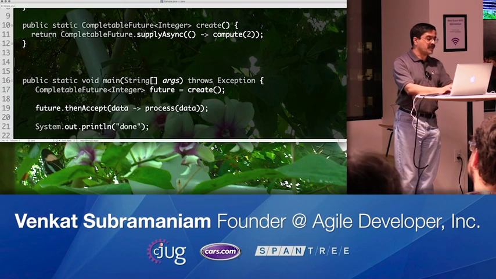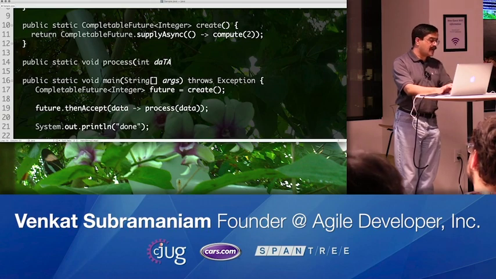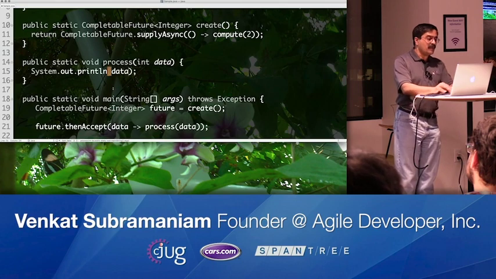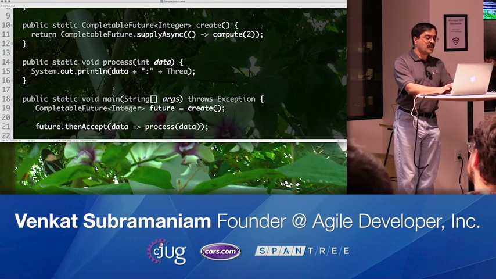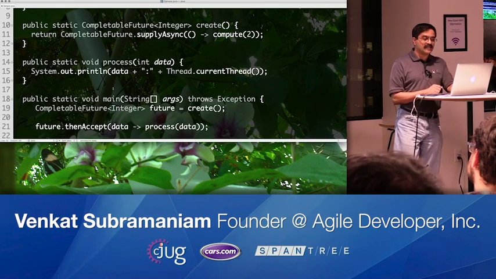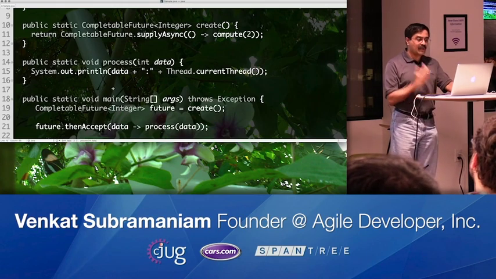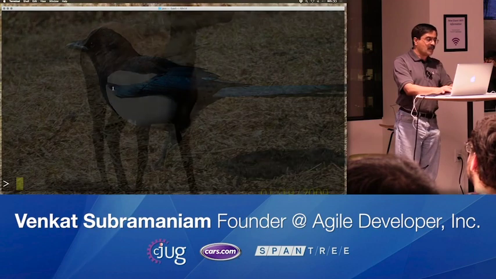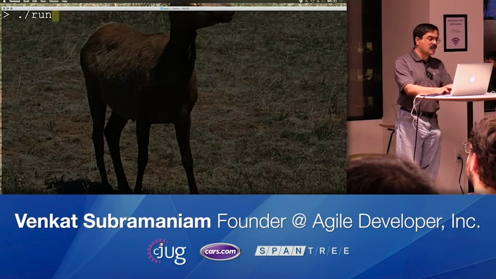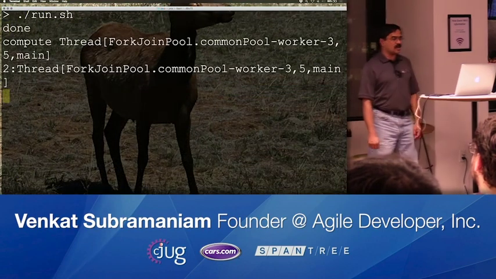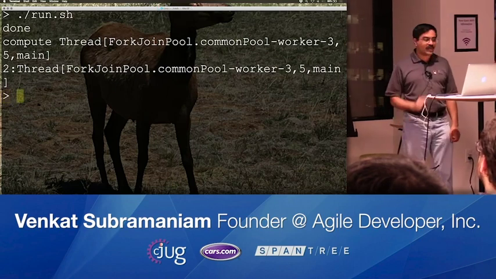Let's look at the process function. So public static void process, that takes a piece of data, and what it's going to do right now is output the data, but it also outputs, after this plus, Thread.currentThread and prints the details about the thread as well. Let's go to the command prompt and run this because it's a little easier to see the output.